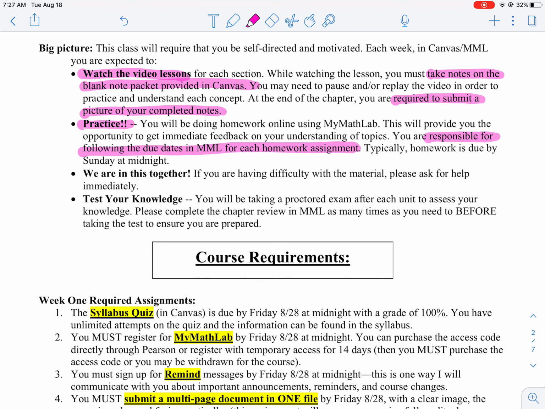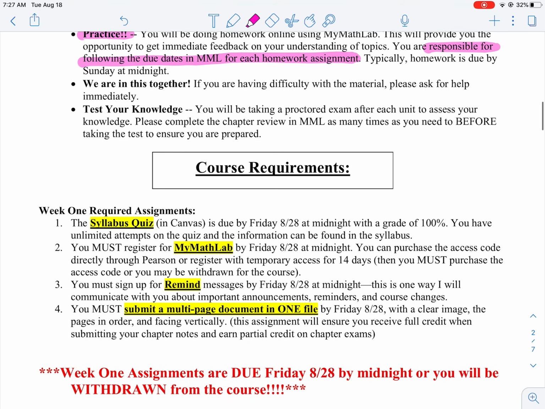We are in this together, so if you're having difficulty with anything, please ask me. I know you can't see me, but it doesn't mean that I'm not here. So please, please, please make sure that you ask me as soon as you don't understand so I can help you clarify anything so that you can be successful in the class.